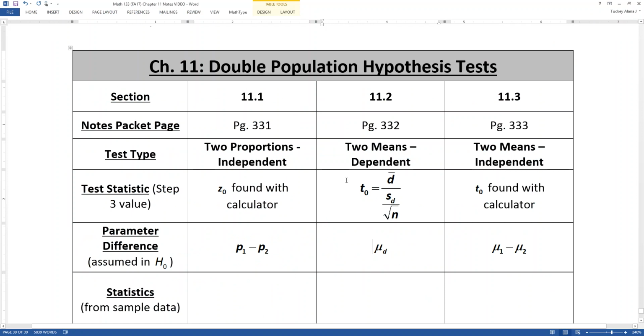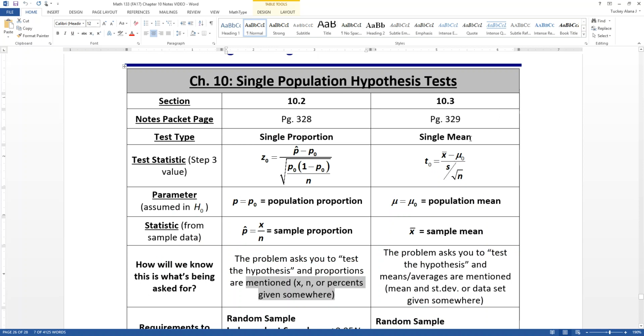The one that we can do by hand still is 11.2, because 11.2 is really more of a chapter 10 problem. Let me pull up the chapter 10 formula for you. If we look at chapter 10, section 10.3, you see T0 is x bar minus mu 0 over s over the square root of n.